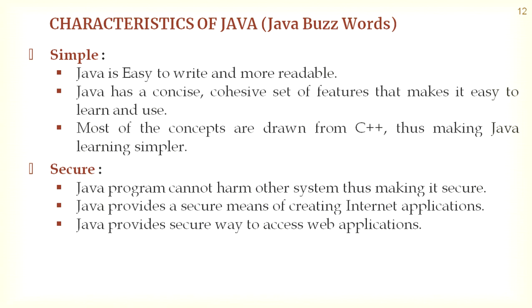And the second important characteristic is secure. A Java program cannot harm other systems, thus making it secure. Java provides a secure means of creating internet applications. Java provides a secure way to access web applications.